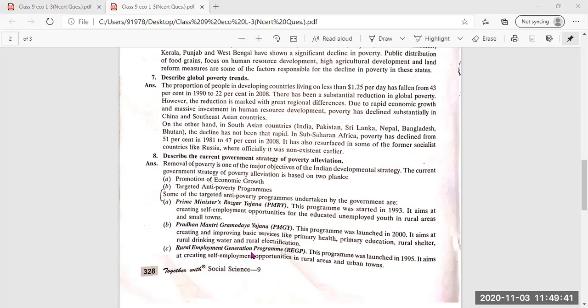Next, Rural Employment Generation Program. This program was launched in 1995, and again aims at creating self-employment opportunities in rural areas and urban towns.